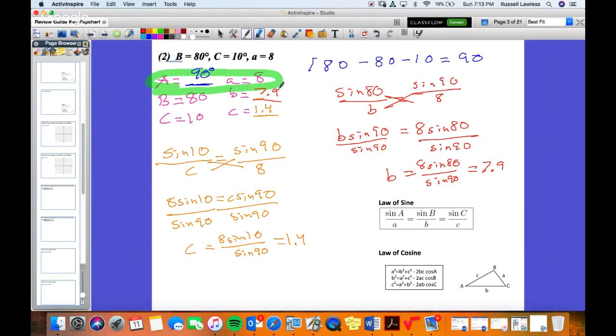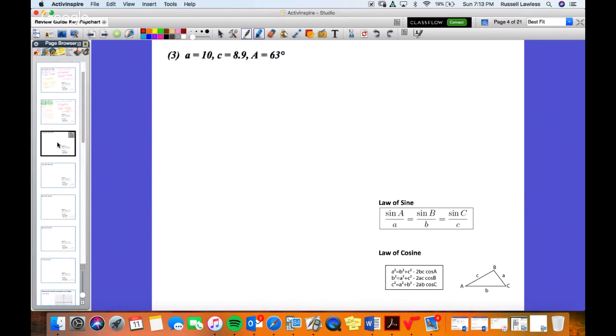And so our answer will be 7.9 for number 2. We got 2 down, 5 to go. So I'll try and finish this hopefully roughly around 7:30. So let's look at number 3.